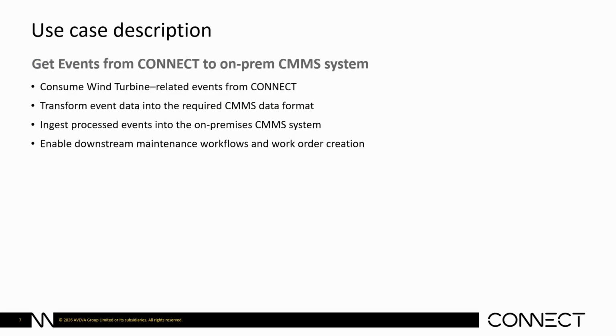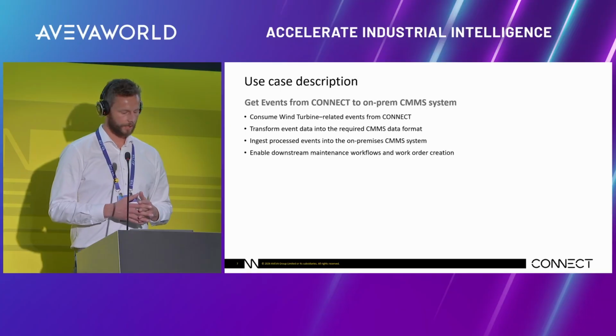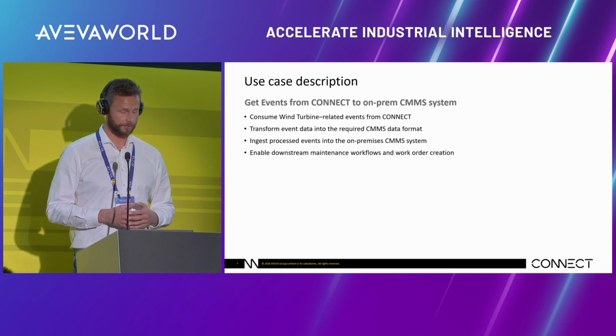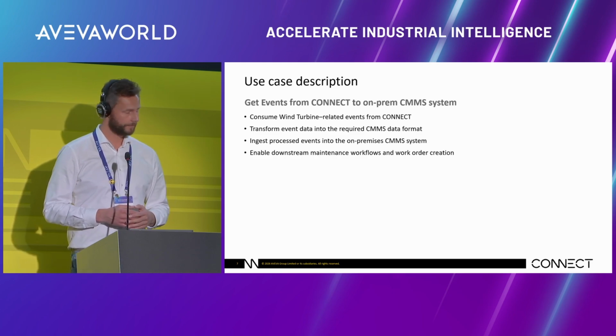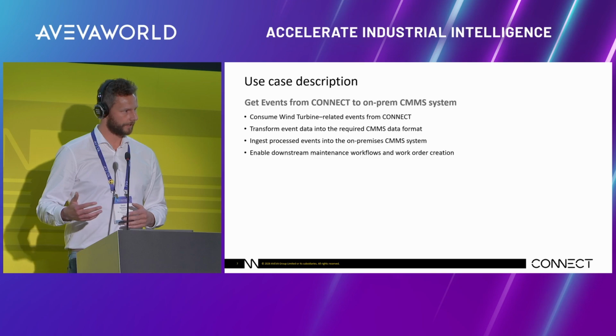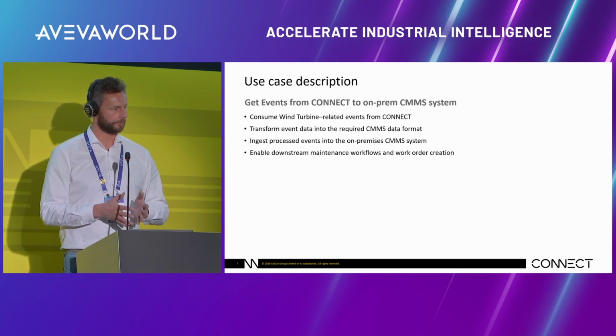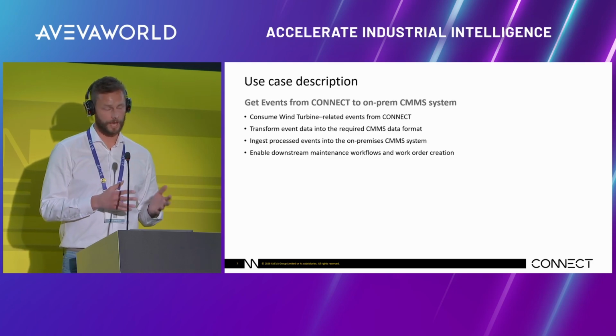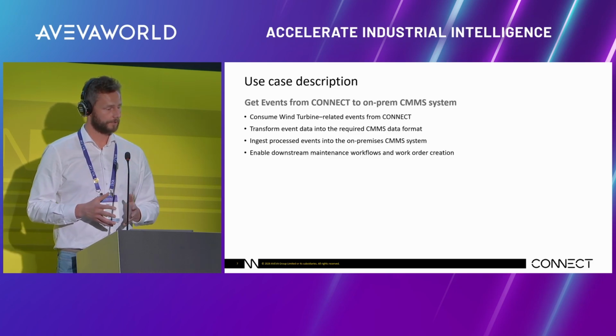Now let's talk a little bit about the use case. So what we came up with here is an example where we use Connect flows to extract events from Connect and bring them to an on-site CMMS system. We use existing data in Connect. We use events that have been generated by a wind turbine. So we are listening to new events from Connect starting at a certain point in time. We get the information out, we do some business data transformation and send the information to the on-site CMMS system.